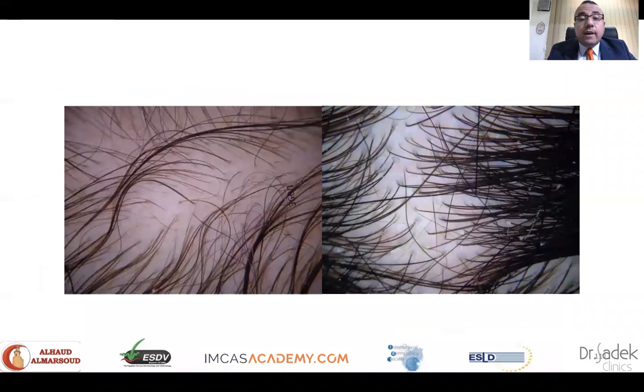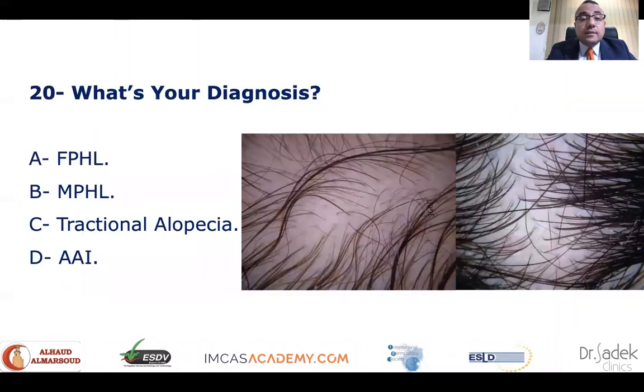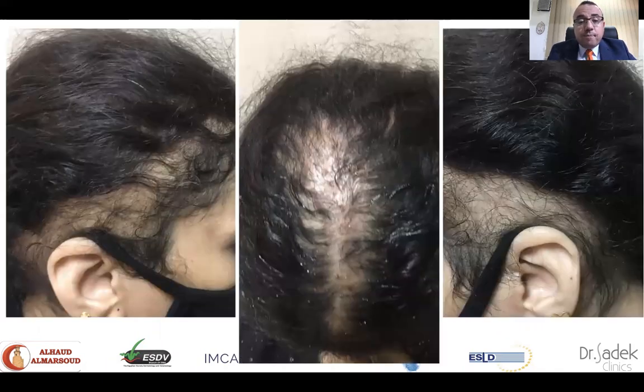This lady suffering from this hair loss is in her early 60s. On the left, you can see the frontal region. On the right, you can see the occipital region. And is it female pattern hair loss, male pattern hair loss, tractional alopecia, or areata incognito? Well, based on the clinical and dermoscopic images, yes, it's a case of male pattern hair loss in a female.